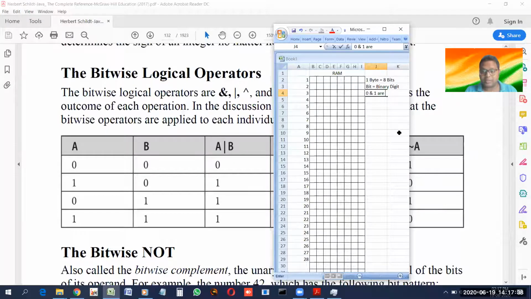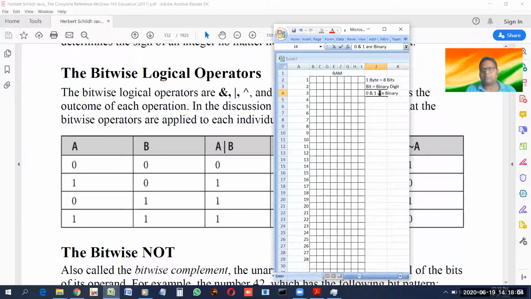What are those 10 digits? 0, 1, 2, 3, 4, 5, 6, 7, 8, 9. 0 to 9, total 10. These 10 digits are there in decimal. That is called the decimal number system. It is derived from the word deca. The same way, binary also is a number system which contains two digits, 0 and 1.